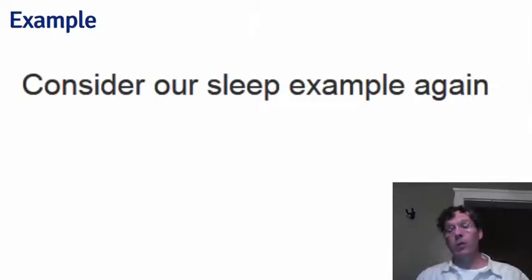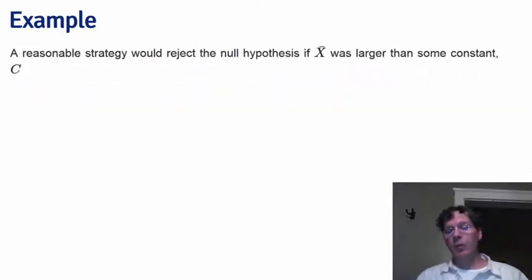Consider our respiratory disturbance index example again. A reasonable strategy would be to reject the null hypothesis if our sample mean respiratory disturbance index was larger than some constant. Let's label that constant C. C will take into account the variability of X bar.